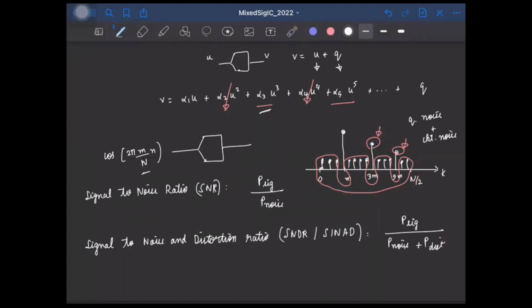If you remember, we also defined the effective number of bits. In an ideal case, we computed it as SQNR minus 1.76 divided by 6 bits. But of course, now we see that in practice, we not only have the quantization noise, we also have the circuit noise and the distortion products, the harmonics. So instead of using SQNR, what we use is this SNDR. This is how we compute the effective number of bits in practice.